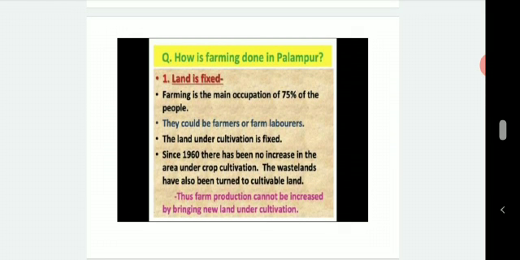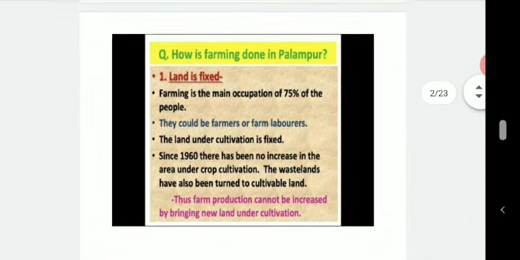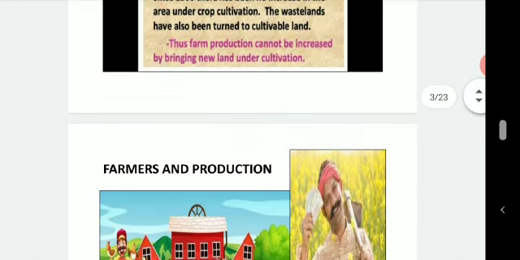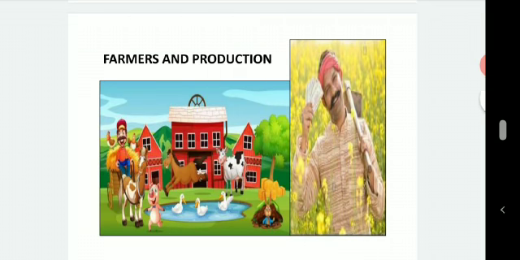As is the case with most Indian villages, the main production activity in Palampur is farming or agriculture. Around 75% of the working population of Palampur is engaged in farming. These include farmers and farm laborers. The welfare of the farming community totally depends on farm production. The more the production, the happier are the farmers and the farm laborers.